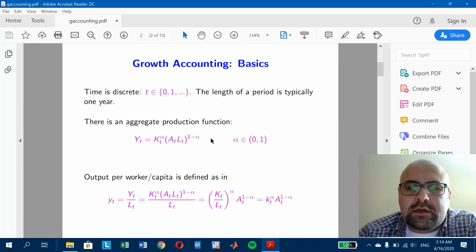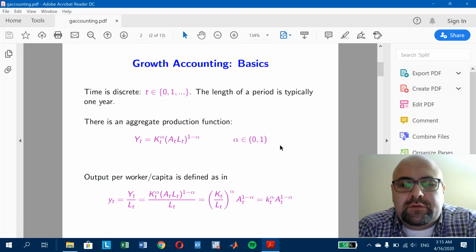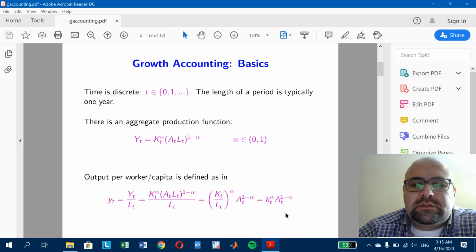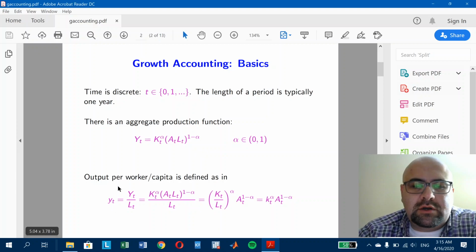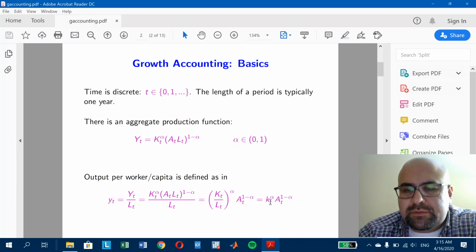This is the Harrod-neutral technological progress. So A_t productivity enters as a labor augmenting term. And typically, of course, we assume that alpha is between 0 and 1. If we use that aggregate production function to define GDP or output per worker or output per capita, we arrive at this result. With this aggregate production function, GDP per capita is explained by capital per worker or capital per capita and this unobserved productivity term.